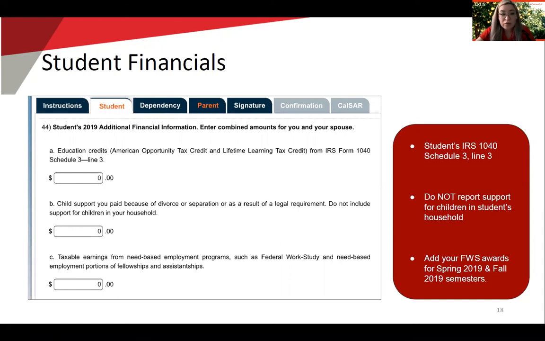The next question is going to ask about taxable earnings from need-based employment programs. For example, federal work study, or any need-based employment in which you were part of a fellowship or an assistantship. So if you were part of a federal work study, for example, you'd be reporting your federal work study award that you received for spring 2019 and fall 2019, because remember, the income information that both the FAFSA and CADAA applications are looking at is 2019 only. Next slide, please.